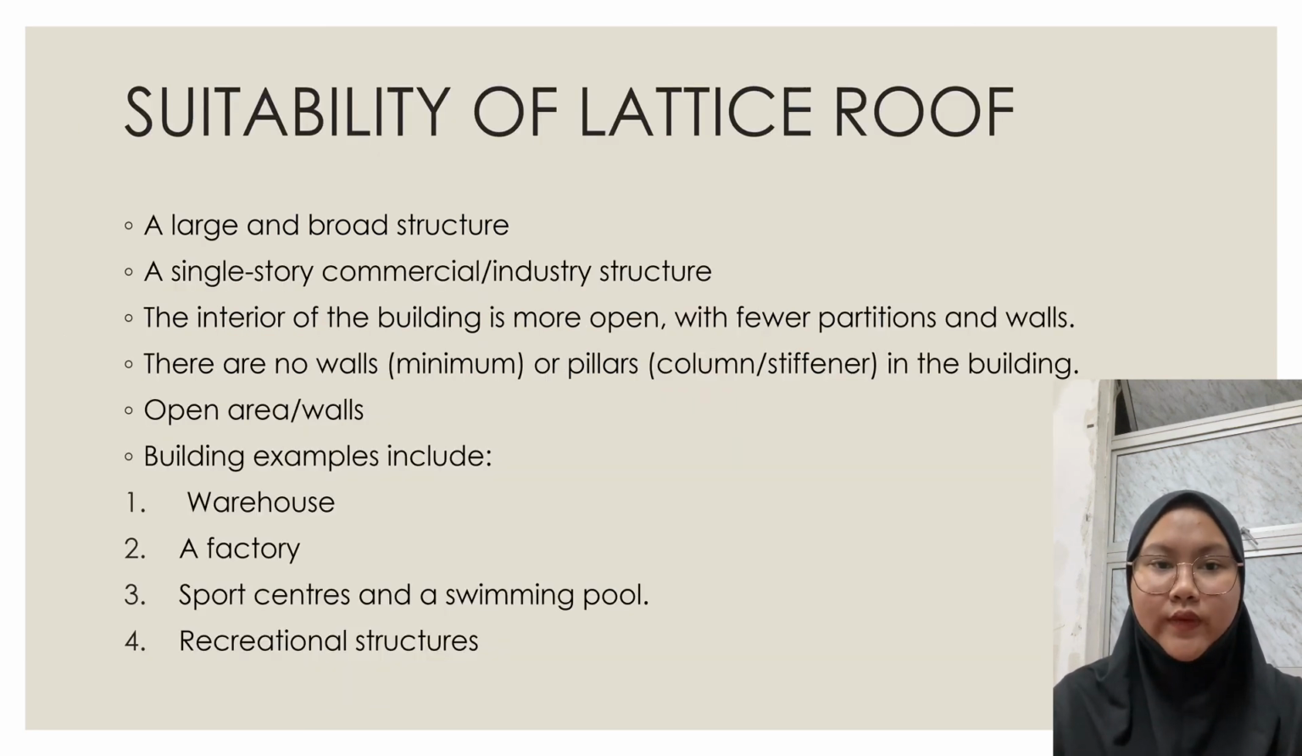Suitability of lattice roof. A large and broad structure, a single-story commercial or industry structure. The interior of the building is more open, with fewer partitions and walls. There are no walls, minimum pillars, columns, or stiffeners in the building, open area or walls. Building examples include: first, warehouse; 2, a factory; 3, sports centers and swimming pool; 4, recreational structure.